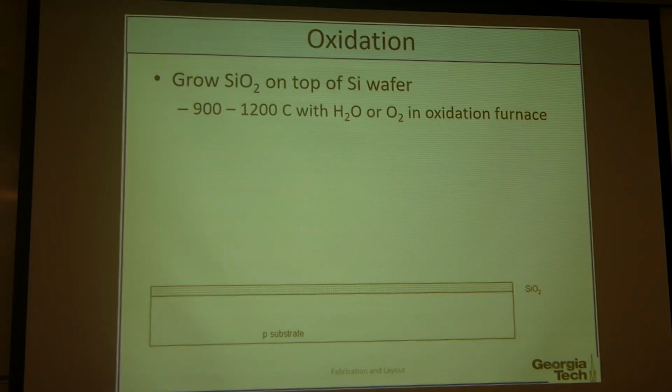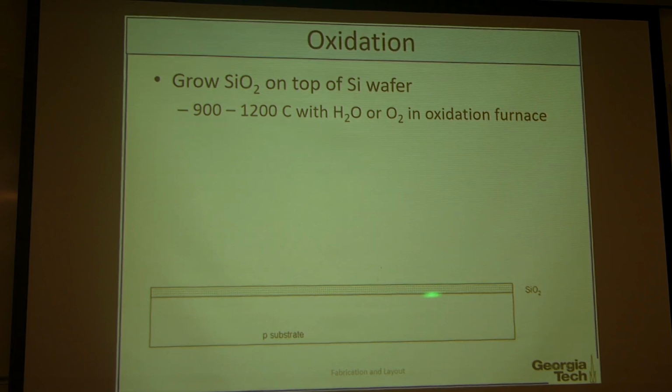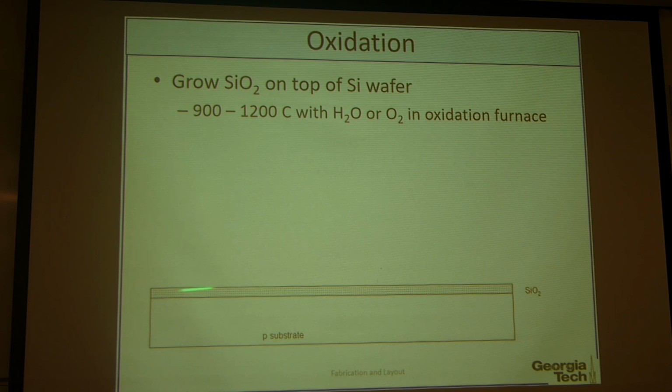To make the N-well junction within the pre-designed location, we need SiO2, which will block the atoms from going through the silicon area. So we grow the silicon dioxide on top of this silicon wafer at a temperature of 900 to 1200 degrees Celsius in a water or oxygen ambient furnace.